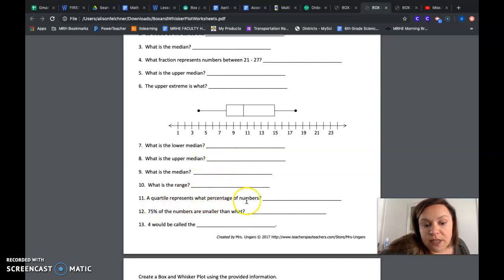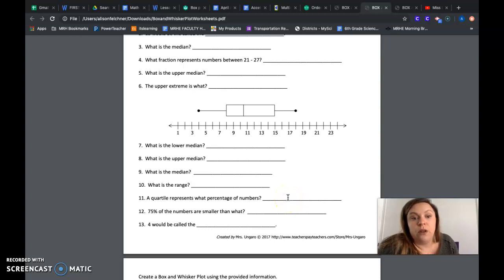A quartile represents what percentage of numbers? Well, we've been over this a couple times. Quartile means quarter, and quarter is 25% or 1/4. 75% of the numbers are smaller than what? What would that be? What do you guys think? I know you're getting there right now, so you just keep working on that. All right, 4 would be called the what? 4 is the minimum.